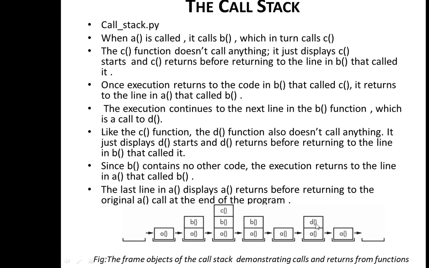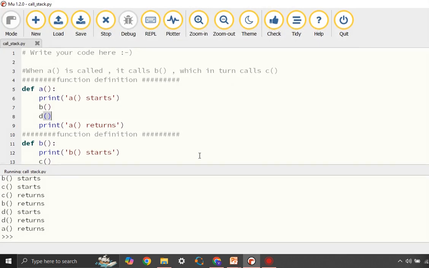In this program we are going to create 4 functions: A, B, C and D. Inside the A function I am going to call another function called B. So this is called nesting of functions. Inside the B function I am going to call another function called C. And inside C function I am not calling any other function, and inside D also I am not calling any functions. Let's see this through a program.